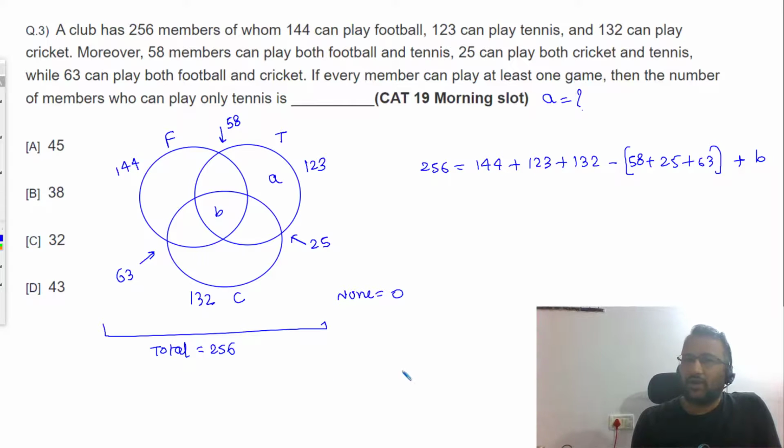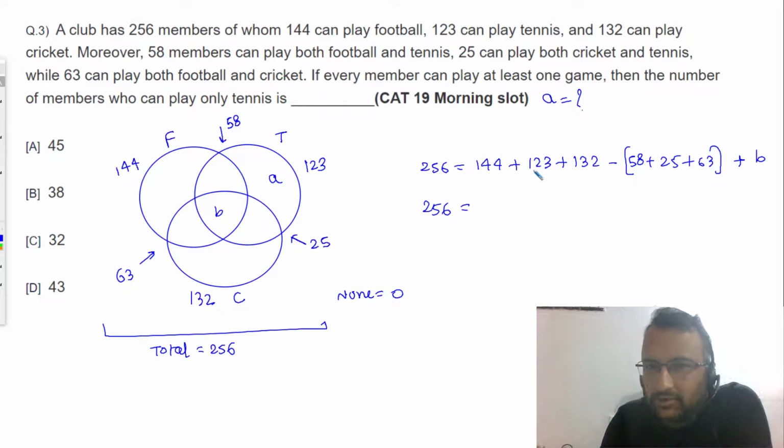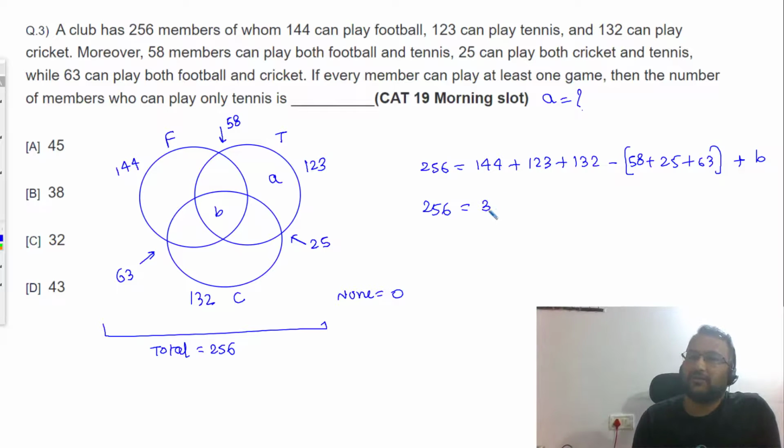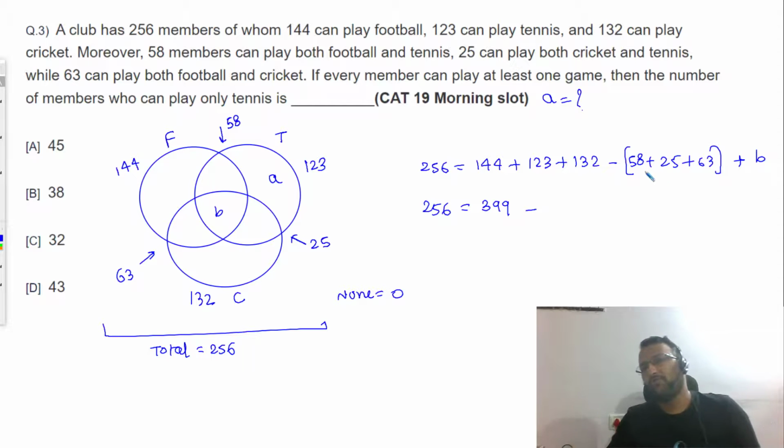So let's solve this, everyone. This is equal to 256. This addition is equal to how much? 55 plus 54, 99. So 155, no, this is 255. This is 399. Minus this addition is equal to how much? 58, 25, 63. This is equal to how much? This is equal to 60, 70, 80, 130, 146 plus B, everyone.